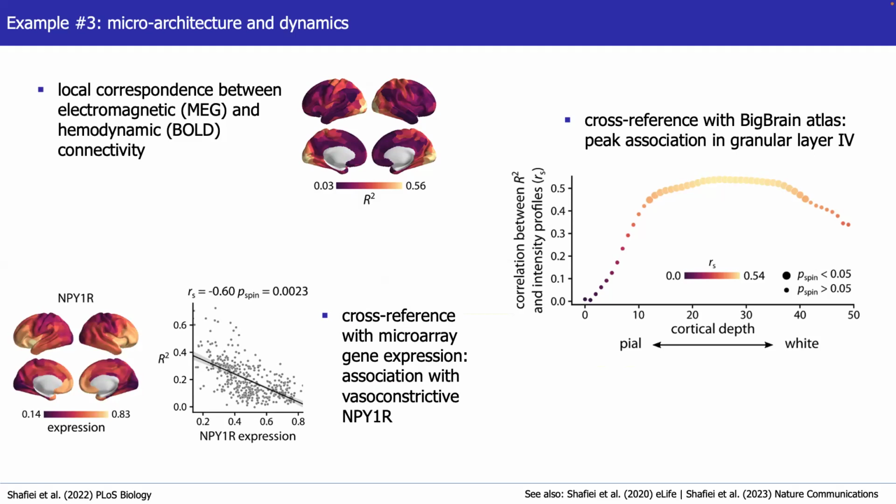It has a vasoconstrictive effect. And what you can see is that there's this really nice anti-correlation between the two, meaning that at least part of these regional heterogeneities in the coupling between MEG and BOLD has to do with regional differences in vasoconstriction and neurovascular coupling.